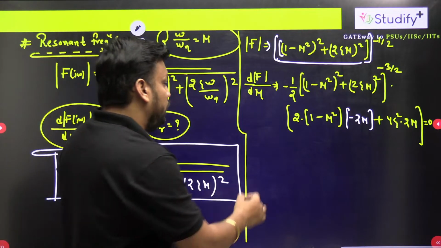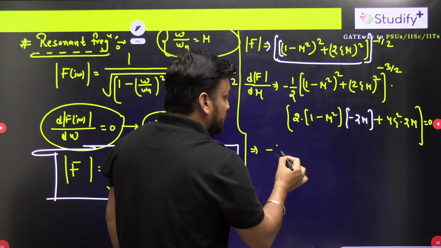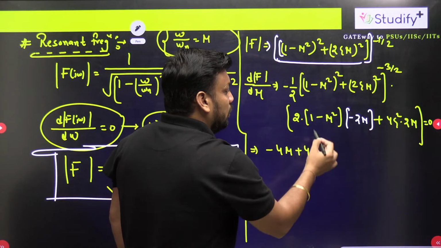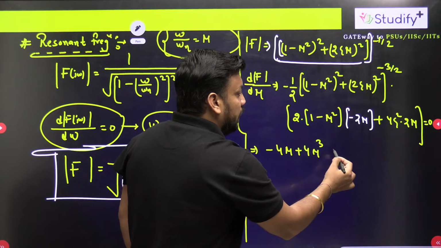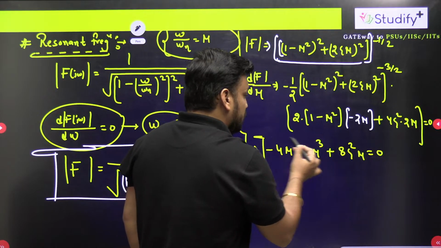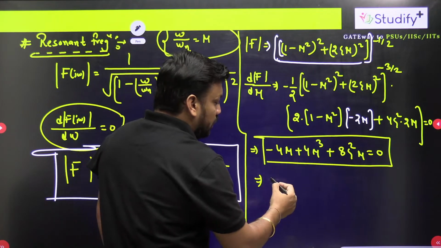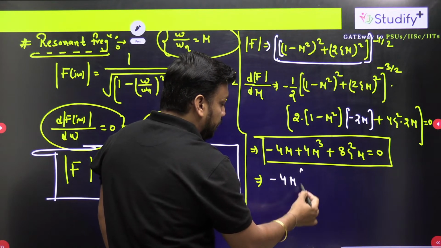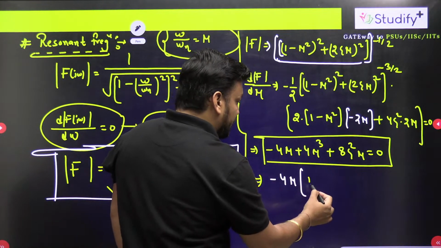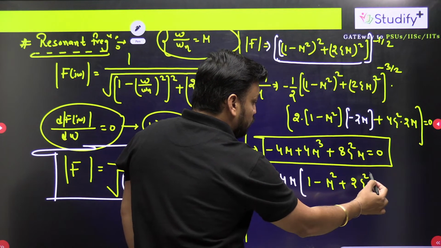Now tell me finally, once you open the bracket, what you will get: 2 here, 2 here, so 2 to the 4, is it minus 4u, minus 4u, and minus minus here plus, this 2 to the 4, 4 u cubed, and plus 4 to the 8 zeta squared u equals 0. Is this crystal clear? Yes sir. Can we take minus 4u outside? Yes. Then what is left inside: 1 minus u squared plus 2 zeta squared equals 0.